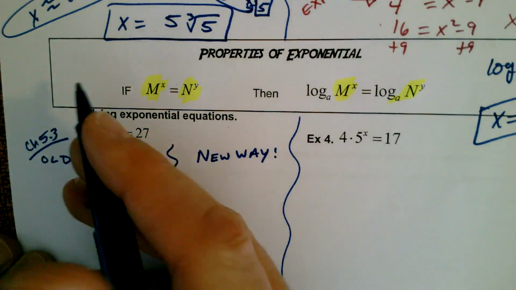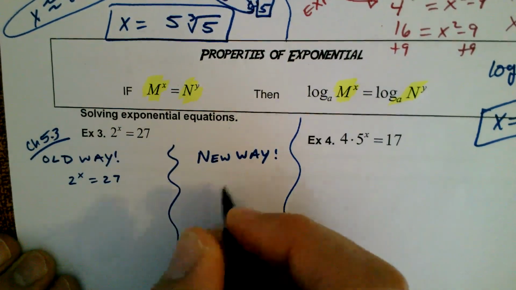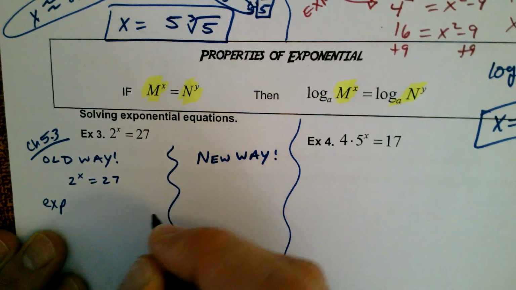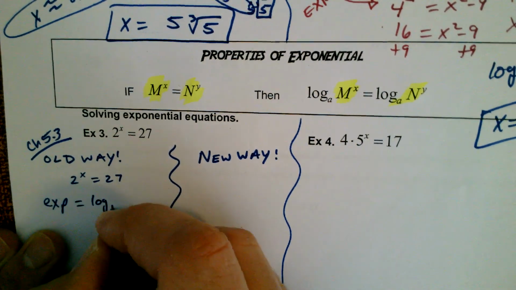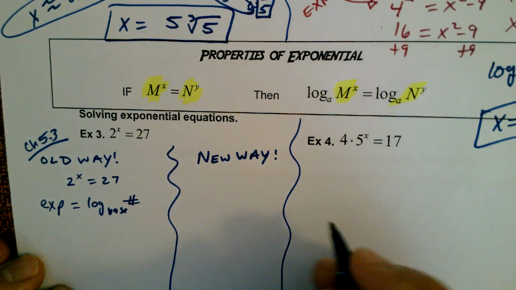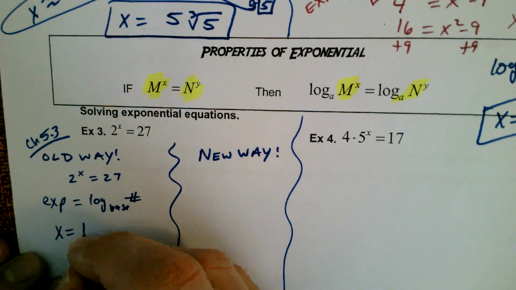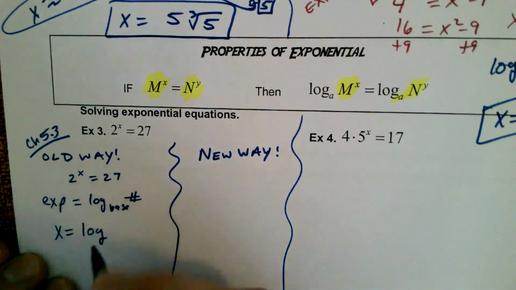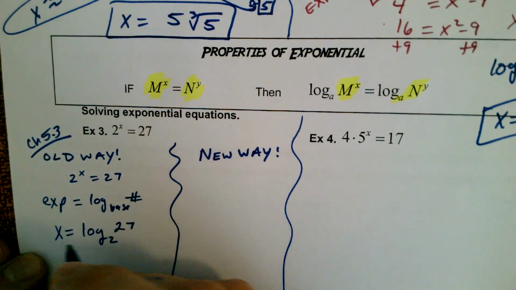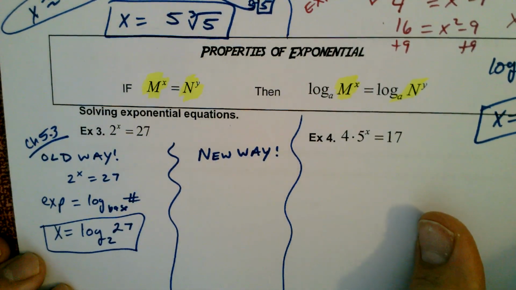The old way was, if I have an exponential like 2 to the x equals 27, all we did was convert to logarithmic. We did exponent equals log with the same base, and then that number. If I want to solve for x in the exponent, exponent equals log with the same base. The base of the exponential is 2, and the number all by itself is 27, and we were done. We got x equals log of 27 base 2.